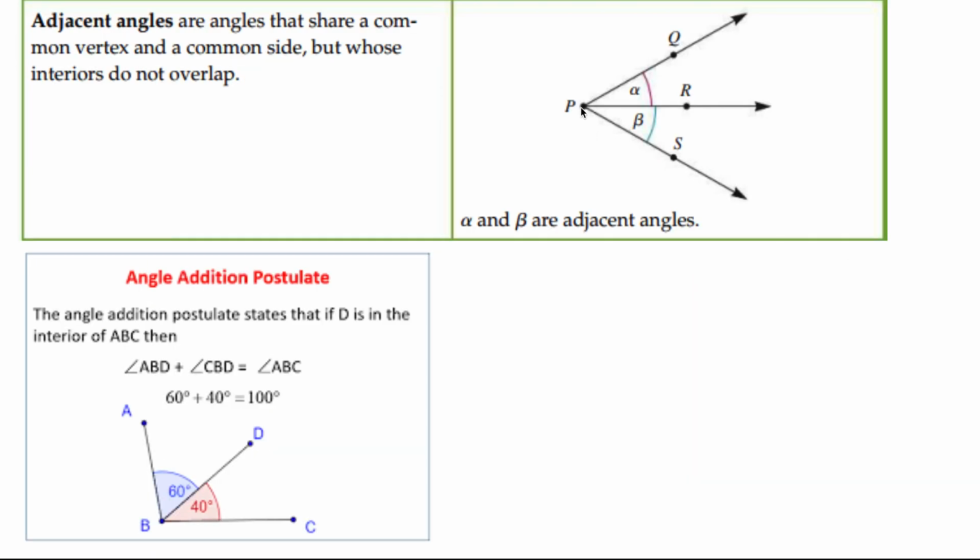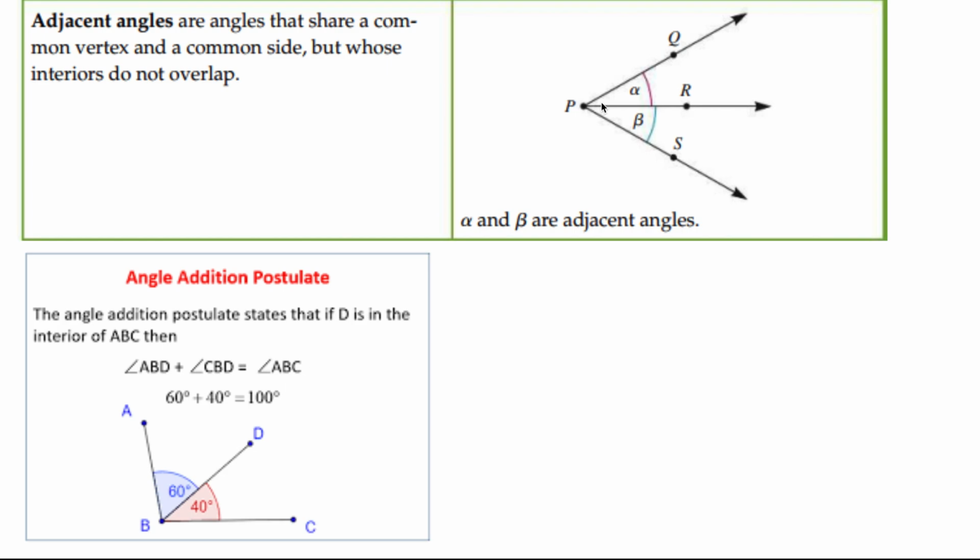Adjacent angles. Adjacent means they are neighboring. So when you're looking at angle alpha in pink and angle beta in green, is that blue or green? Looks like green to me. They share one side, ray PR, right? When they share one ray without overlapping, we call these two angles adjacent. They also share the common vertex.